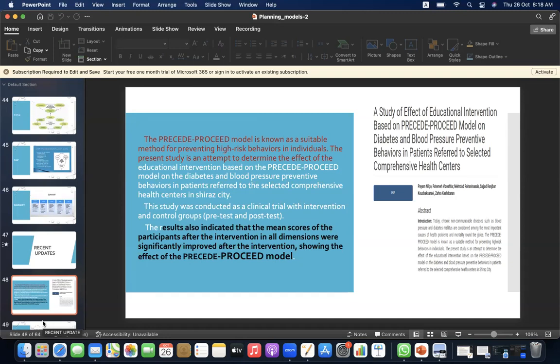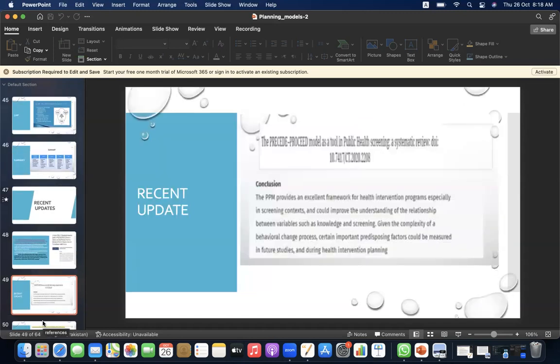The results also indicated that the mean scores of the participants after the intervention in all dimensions were significantly improved, showing the effect of the PROCEED model.